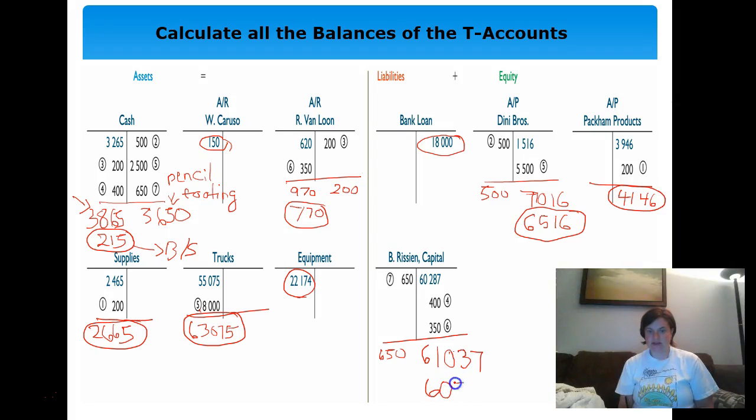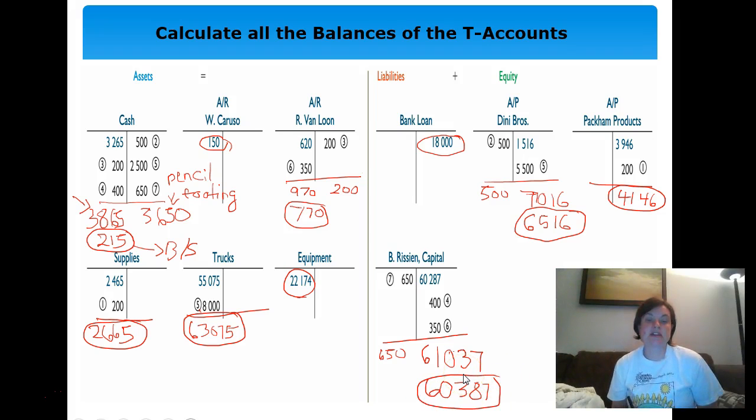60,387, and that's a final total on the credit side for capital. So these values, these circled values, will all show up on the balance sheet, and we still want to make sure our debits equal our credits. We're going to learn that in the next lesson in 4.4, but this is how we calculate final totals in our T accounts.